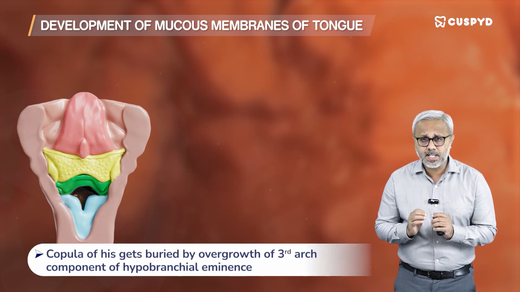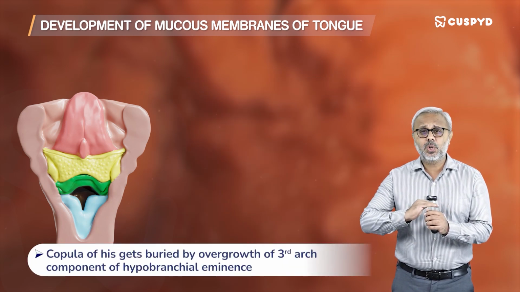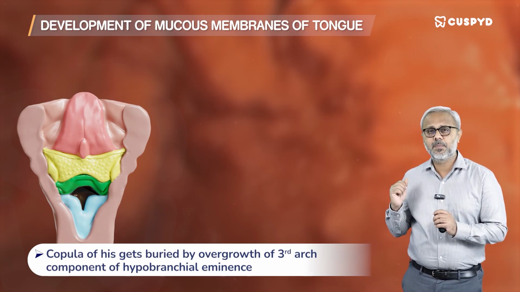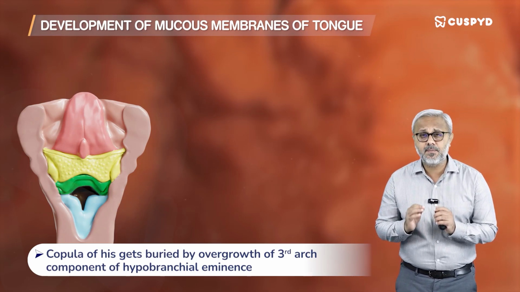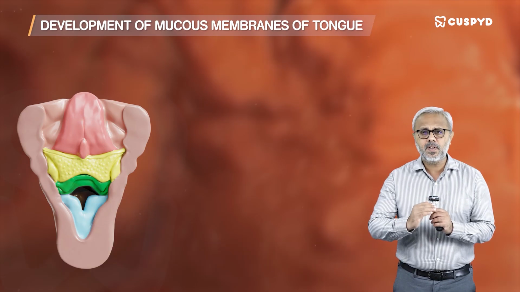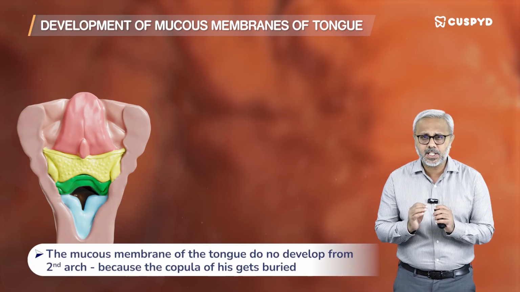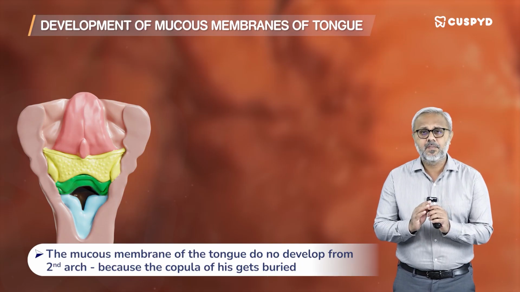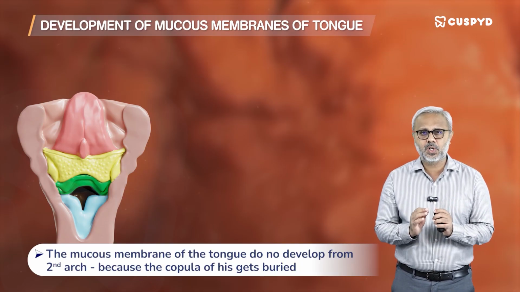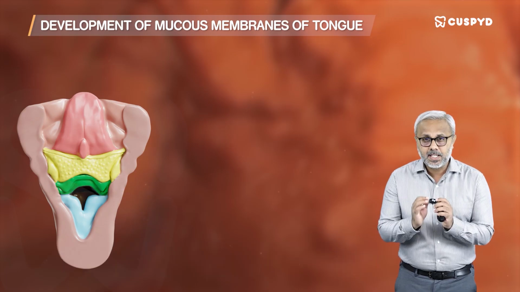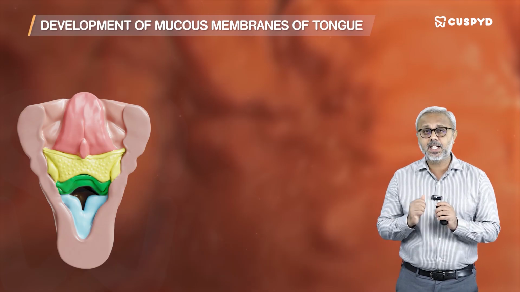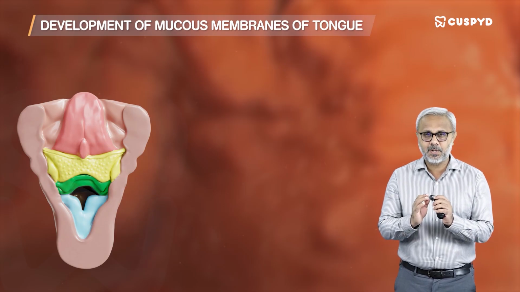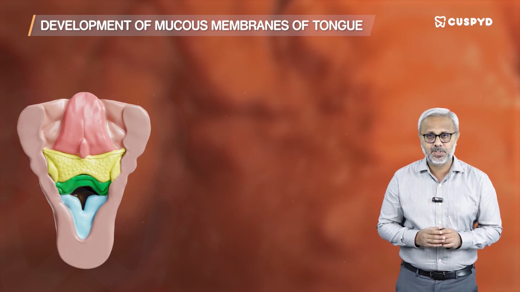The copula of His gets buried by the overgrowth of the third arch component of the hypobranchial eminence. That is why we do not see any component of the mucous membrane of the tongue which actually develops from the second arch. This is how we must briefly describe the development of the mucous membrane. The development of the mucous membrane again is directly related to the innervation. Fine, we will talk about it when we discuss the embryological basis for innervation.